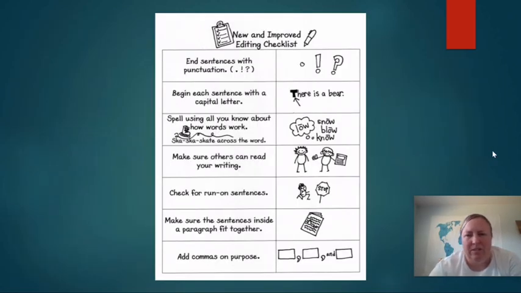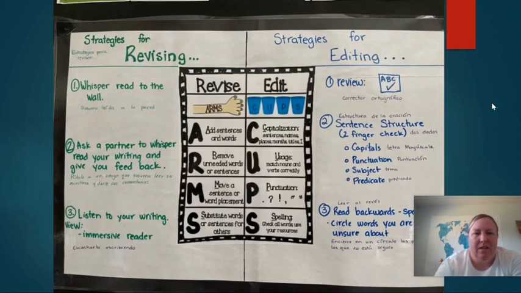So again, we looked at this checklist last time we did editing. So in addition to making sure our writing is neat and readable, has spaces in it, we want to think about all of these things: having punctuation, capitals, spelling. We don't want run-on sentences. We want to make sure our paragraphs are organized and that we use commas for a very particular reason. So again, this is just a review.